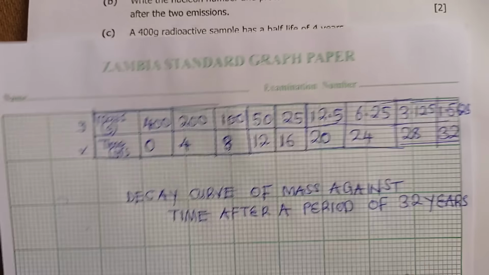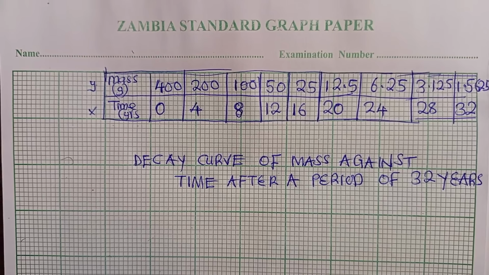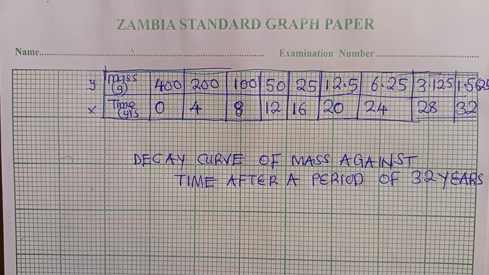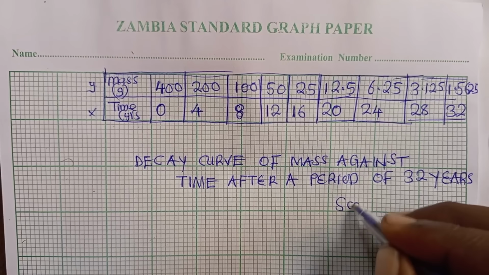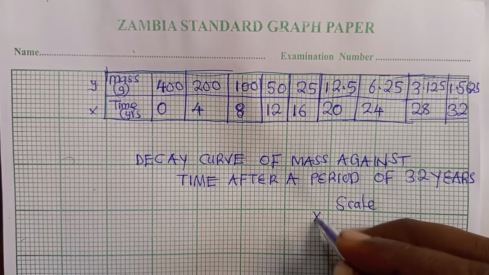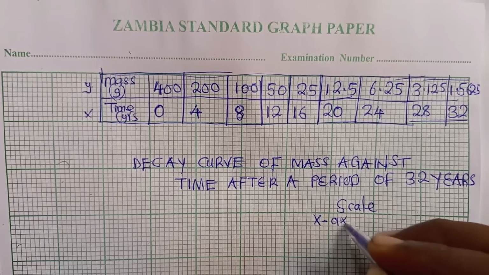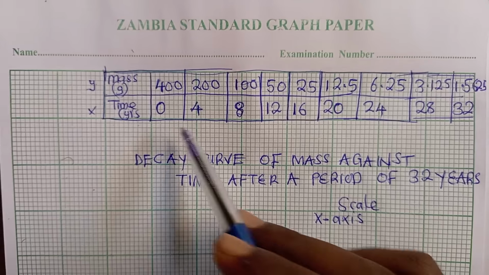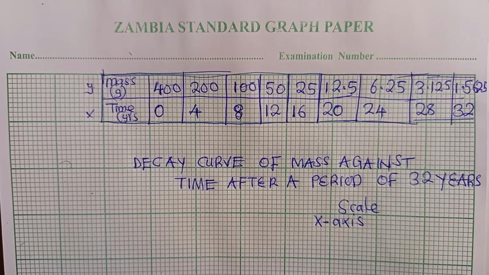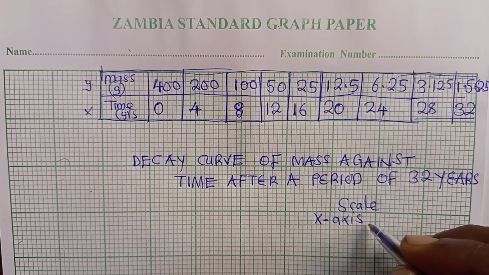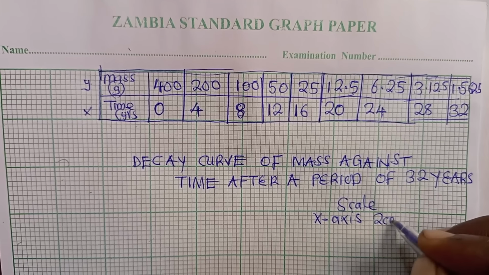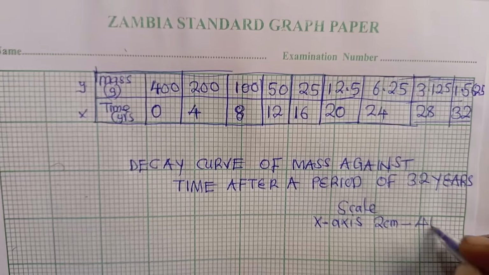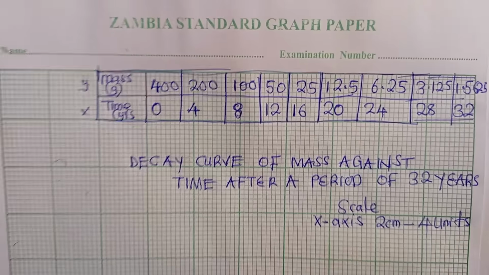From there, I put a scale that I'm going to use. I will say a scale on the x-axis. How are the numbers moving on the x-axis? 4, 4, 4, 4, like that. So I'm going to say that 2 centimeters is going to represent 4 units, because it is just increasing by 4.